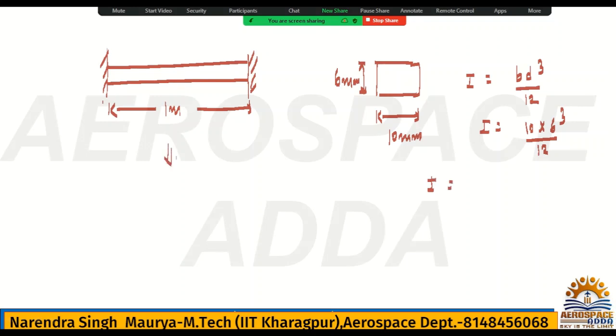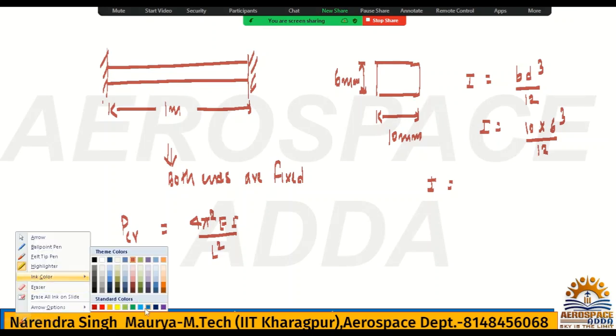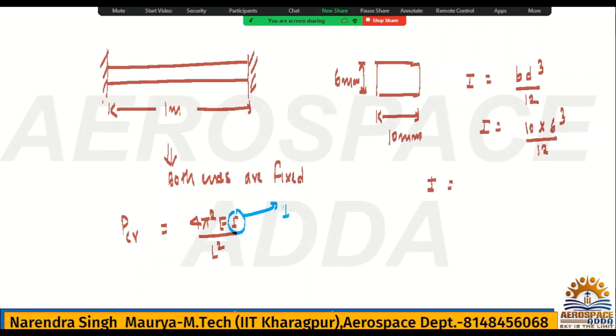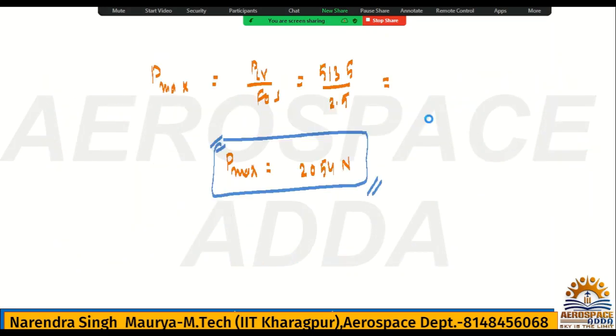Why? Because this case is what? Both ends are fixed. Sir, depth, we will always take the smaller value? Very good question. See, always remember the formula you have written, PCR, both ends fixed. If both ends are fixed, then what was the formula? If you remember, it was 4 times pi square EI divided by L square. So whatever I you are calculating here should be the least I. I least, as I explained with the radius of gyration, this should be the least value. Better you ask this question, because this is important to tell you.